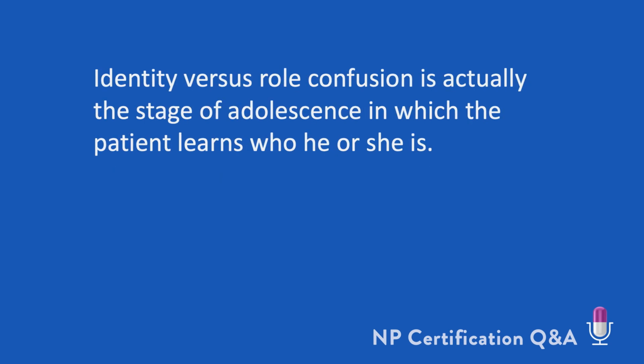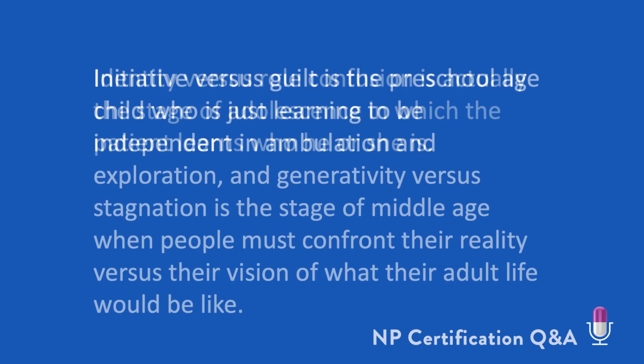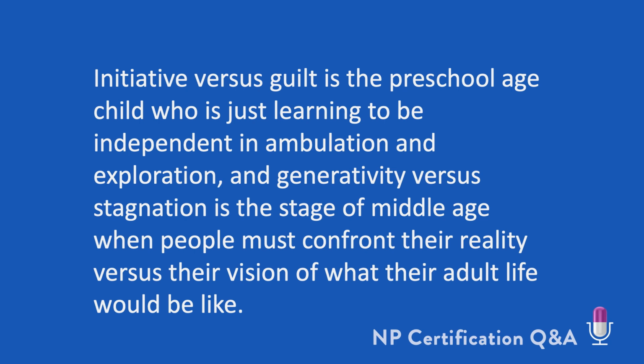Identity versus role confusion is actually the stage of adolescence in which the patient learns who he or she is. This is when, with identity versus role confusion, the patient has to develop their own individual self and separate from the parent. So that certainly is not about retirement. Initiative versus guilt is the preschool age child who is just learning to be independent. So now they can ambulate, they can explore, they have fine motor skills, they like to get into stuff and look at stuff, and initiative versus guilt. Either they successfully resolve this tendency they now have to take initiative and look at everything, or feel guilty about what they're doing.